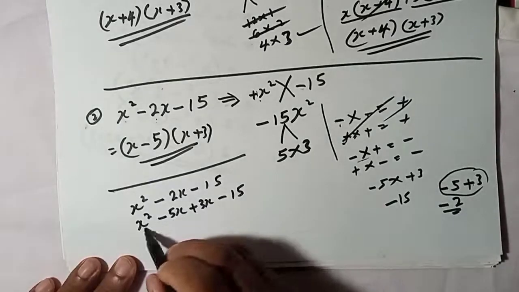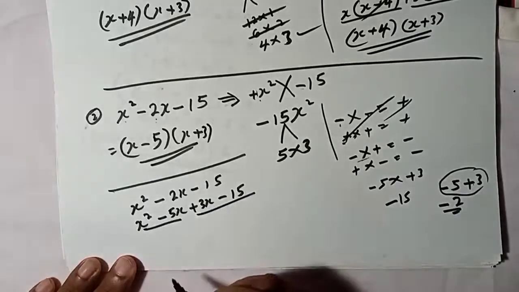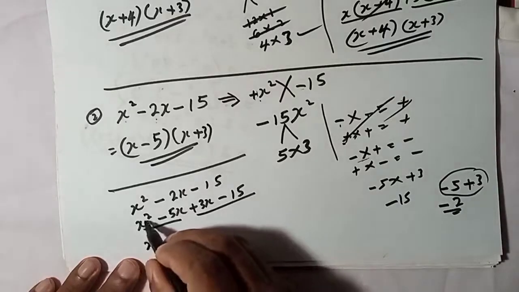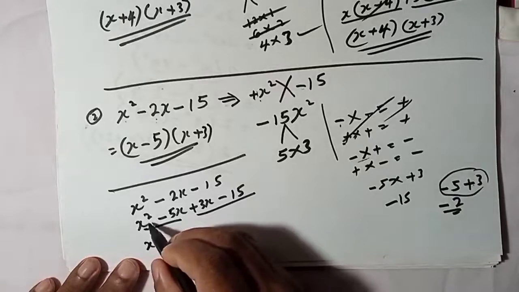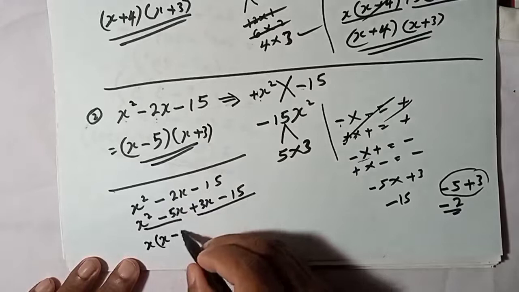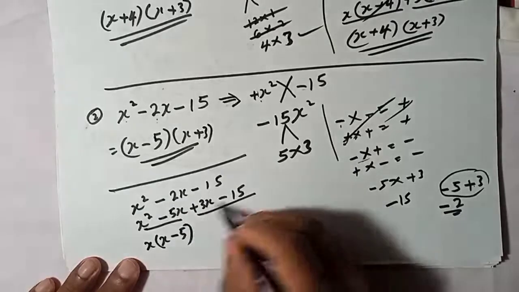Then what we need to do is find the common thing for these two, find the common thing for these two. Here what is common? x. If you get x outside, here will be x square, no, x into x, so x gets outside, here x. If you get x from here, here will be minus 5. And here, what is the common?